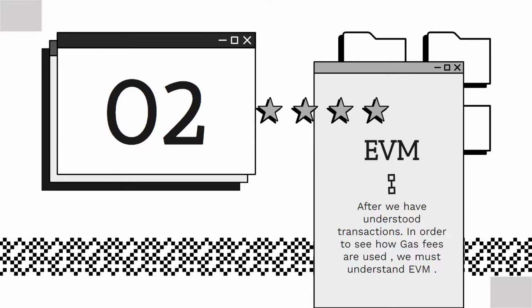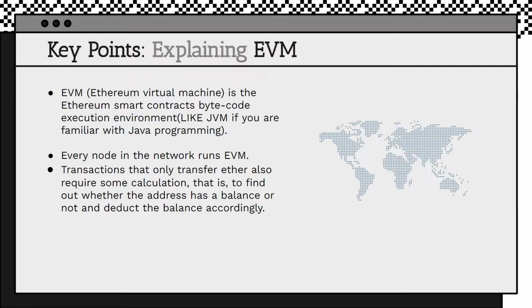So after we understood transactions, in order to see how gas fees are used, we must understand the EVM. So what is the EVM? Well, EVM stands for Ethereum Virtual Machine, and it's the Ethereum smart contracts bytecode execution environment. It's like the JVM if you are familiar with programming. It's basically a virtual machine on top of real hardware with all the steps it needs to execute smart contracts.